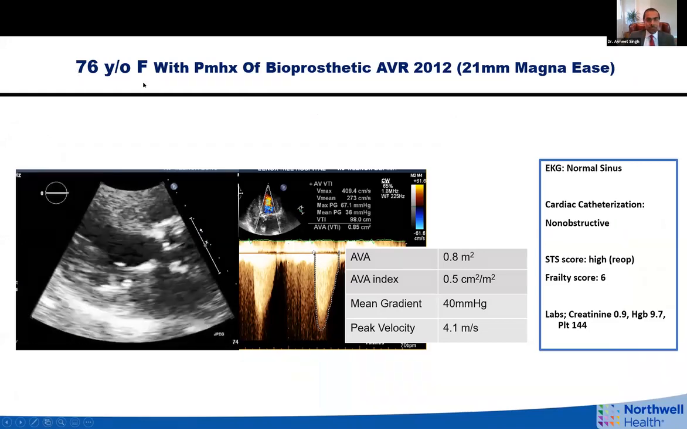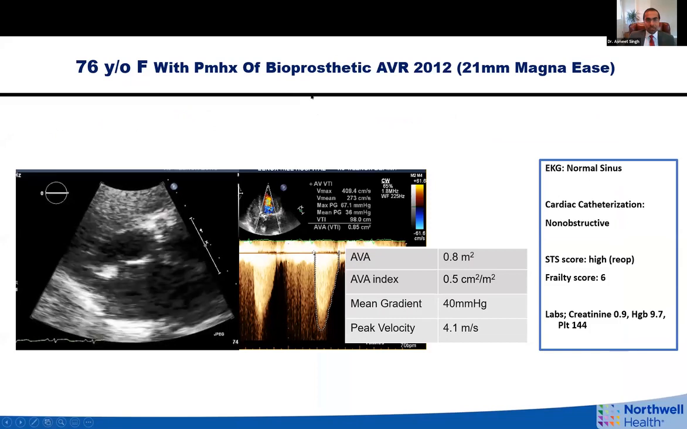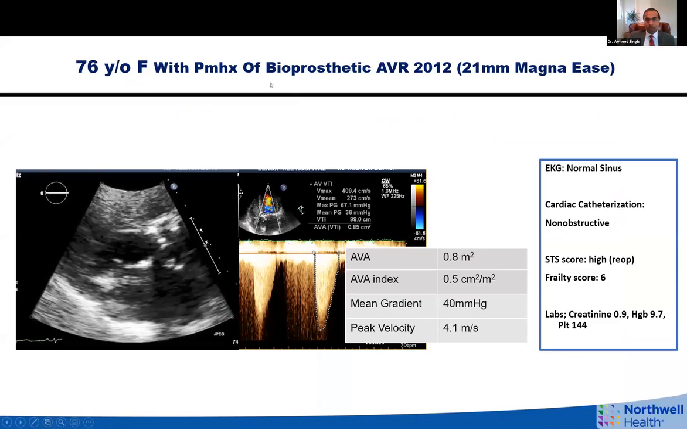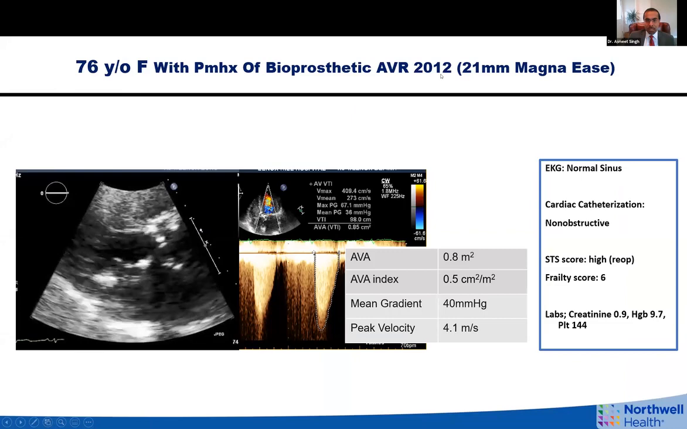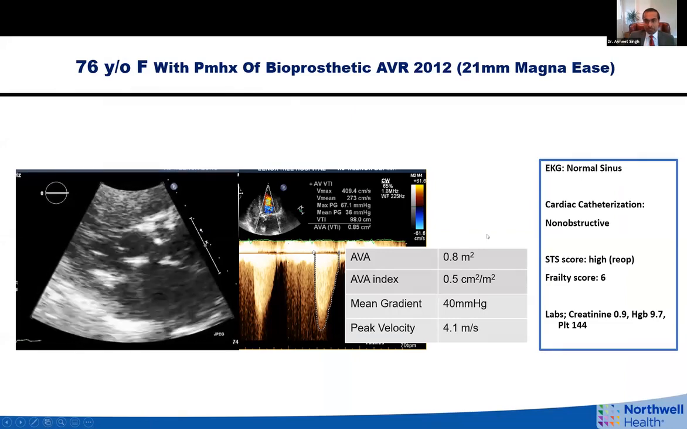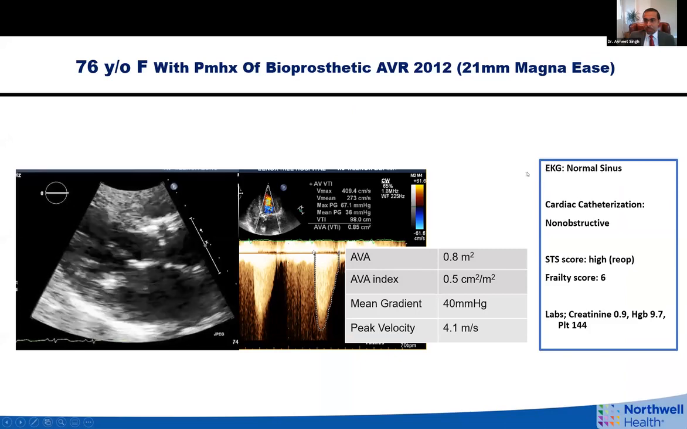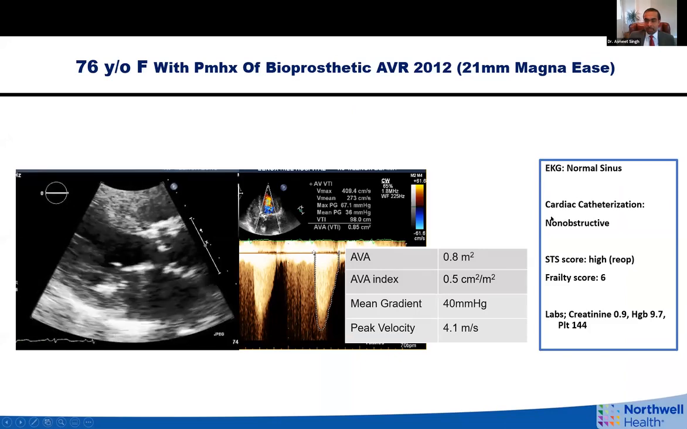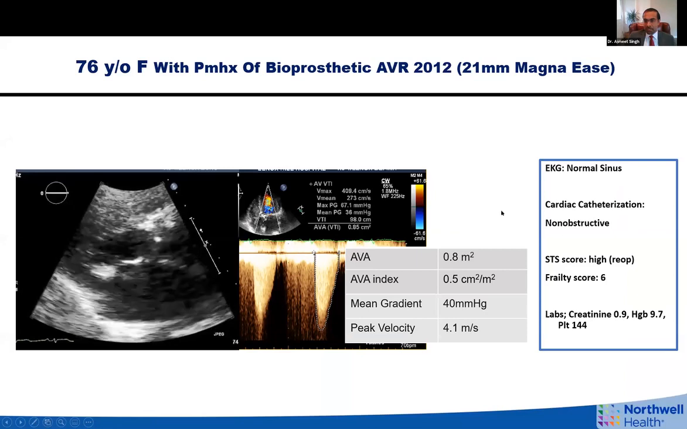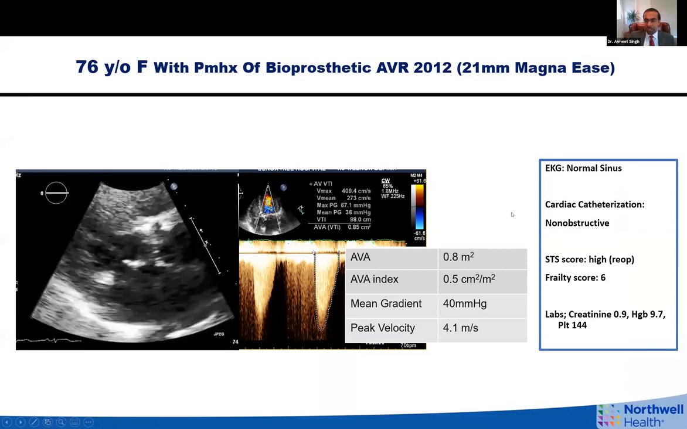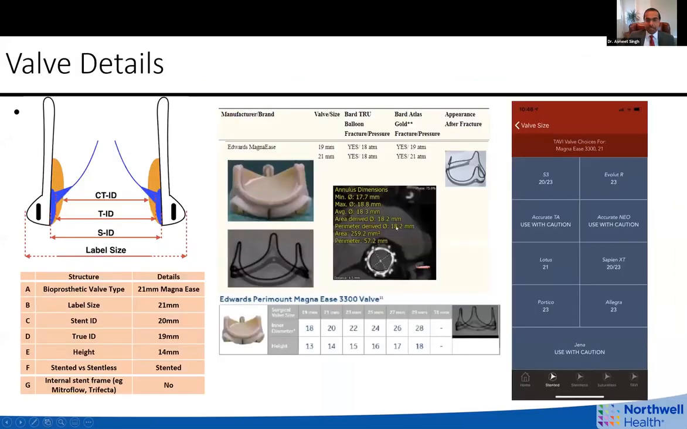This is a 76-year-old female who came to our institution in the health system with a bioprosthetic aortic valve that was done in 2012, with severe degeneration of the valve leading to aortic stenosis physiology. We had a coronary angiogram done. There was no obstructive CAD, but the patient was at high surgical risk. And we decided that we should address this percutaneously using a transcatheter approach.